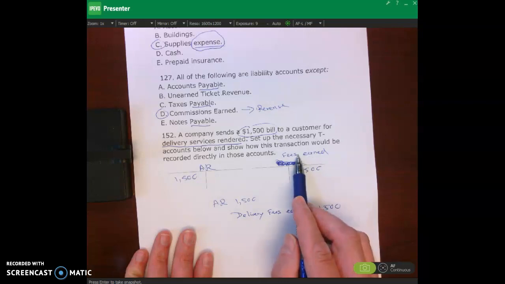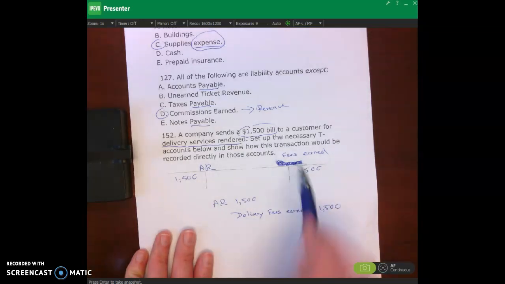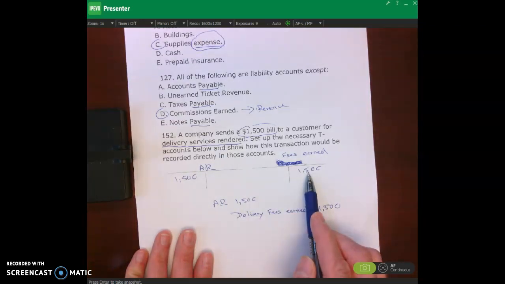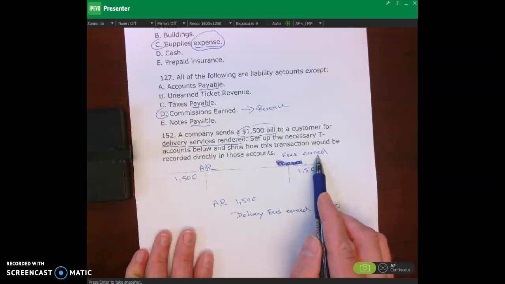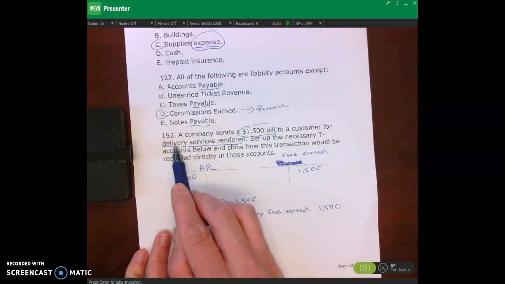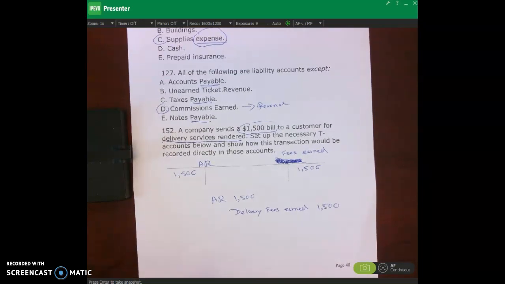Then I have fees earned, or I could say delivery services earned. That's fine too. I just said fees earned. Good enough. Fees earned, $1,500. This is a revenue account. Okay. Credit to revenue because we can recognize the revenue because we have rendered delivery services. So then my whole journal entry becomes debit to accounts receivable, credit to delivery fees earned, $1,500. Remember with our journal entries that our debits must equal our credits.